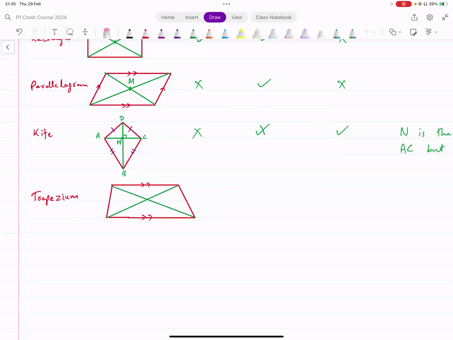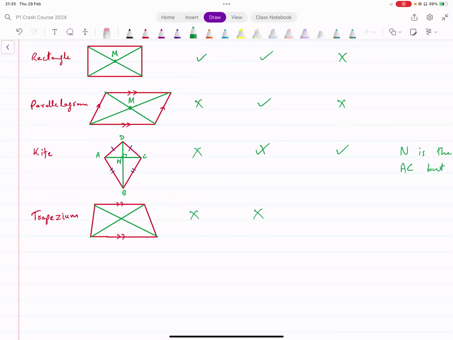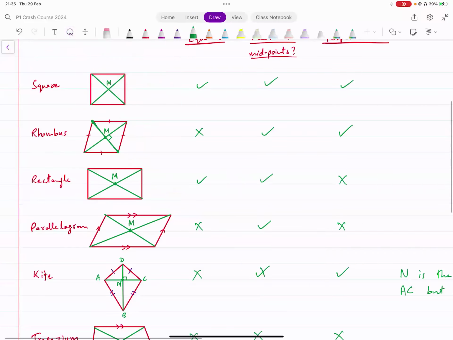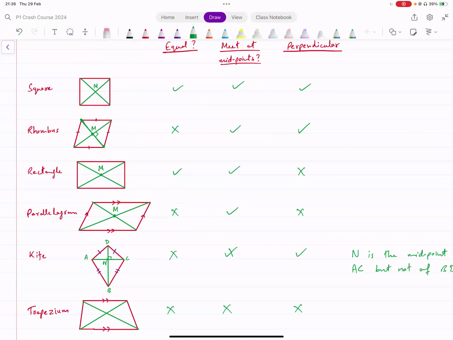and this. Now, they're not equal. The diagonals are not equal. They do not meet at midpoints, and they are not perpendicular. So in general, none of these conditions is met. Okay, none of these properties is true. So this is the summary of all that you need to know about the diagonals of these quadrilaterals.